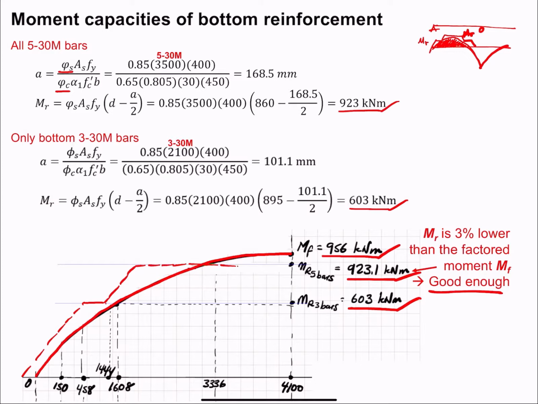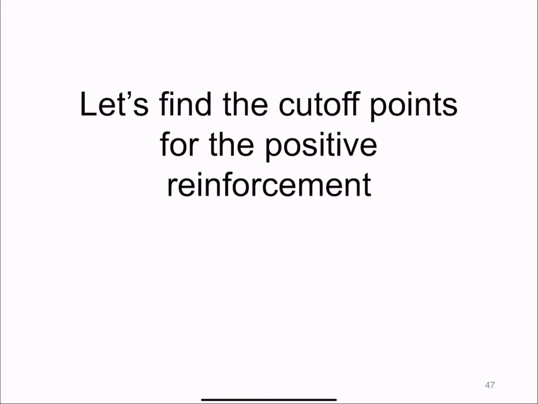And we're going to be below. Don't worry. So we're going to try to have something like this. And then we're going to design the cutoff points and the development lengths so that we can have this moment resistance diagram. So let's find the cutoff points for the positive reinforcement.